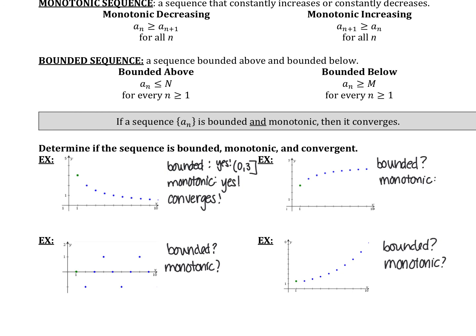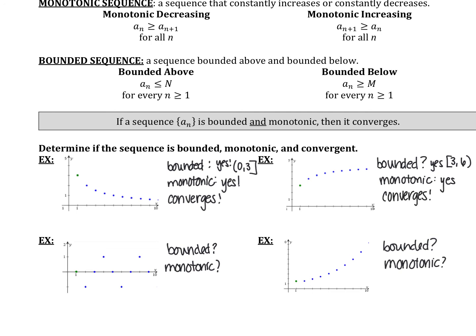All right, this next one to the right, is this function bounded? This can be a little bit tricky, but based on the way the dots are going, I would say that yes, it is bounded, with the low end being 3 and the high end being 6. Is it monotonic? Yes, every dot is a little bit higher than the dot next to it. Not by a lot, but by a little bit, so it's increasing. So we would say this converges.